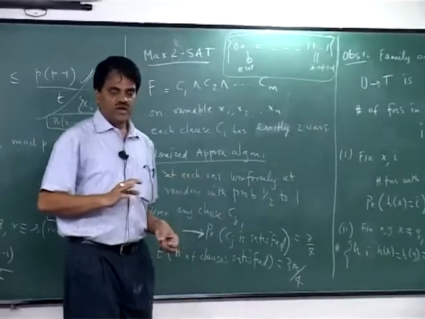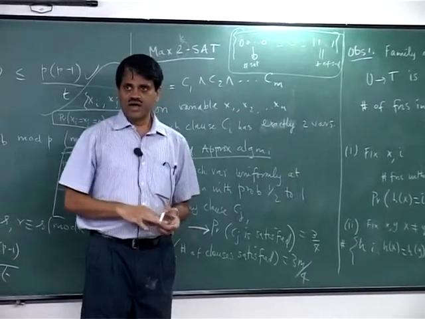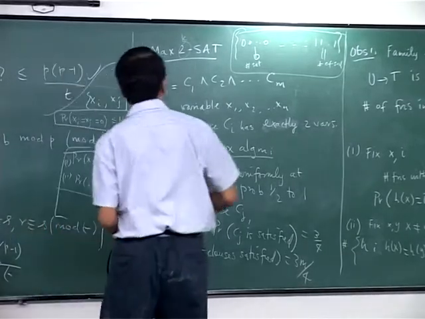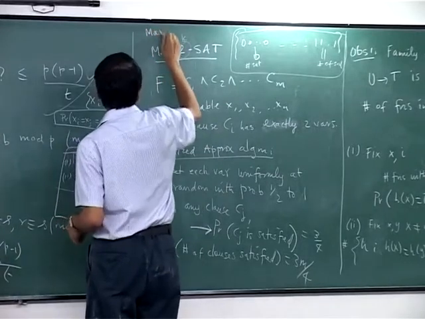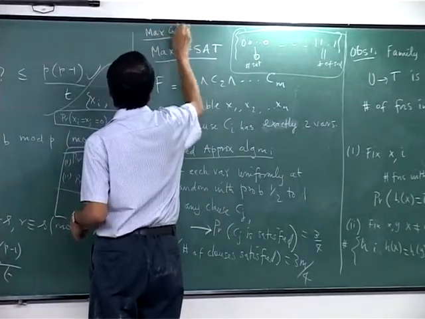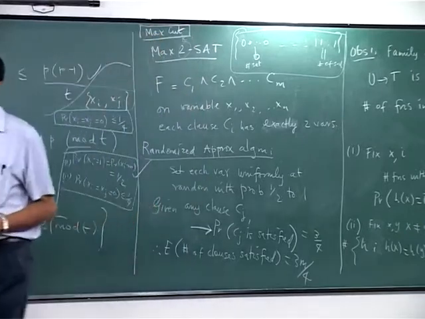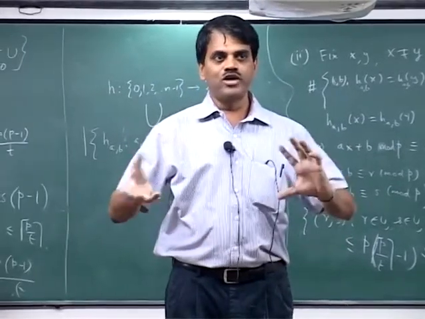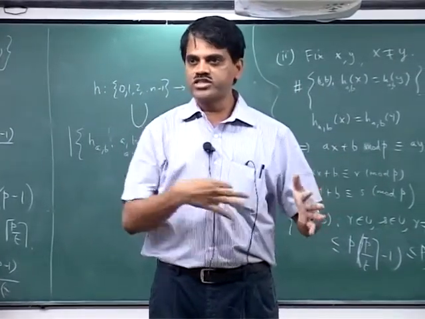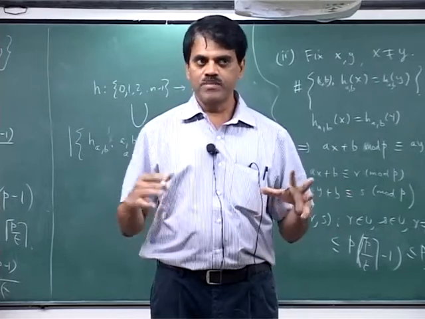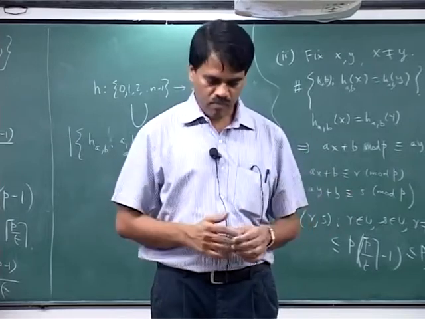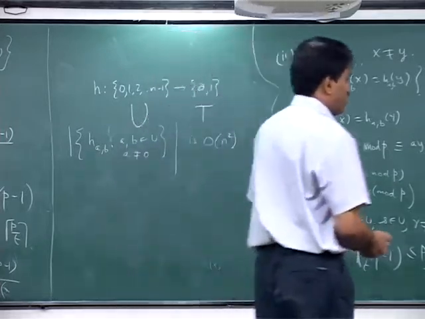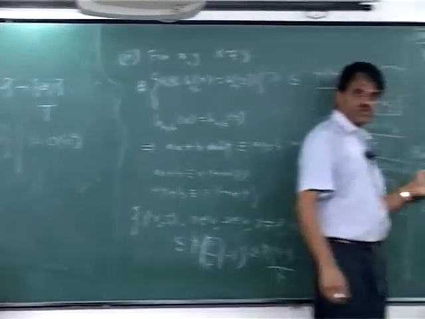I'll leave you with one exercise, very similar. Instead of max 2-SAT, look at max cut. So it's a max cut problem. I have a graph. I want to split it into 2 parts such that lots of edges go across. I want to maximize the number of edges that go across. This is a max cut problem, NP-hard. It's a very similar approximation algorithm.